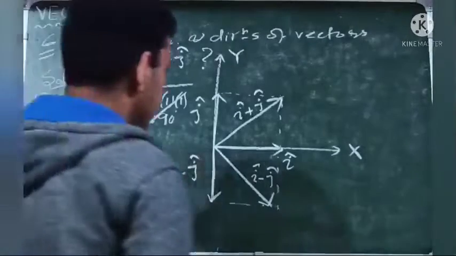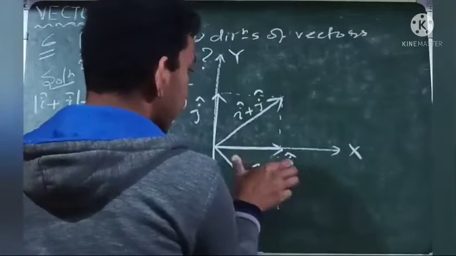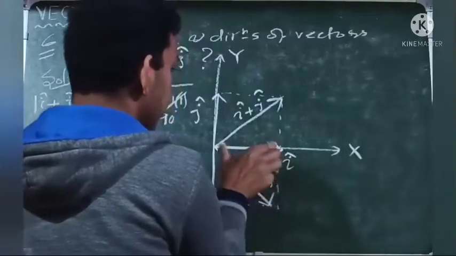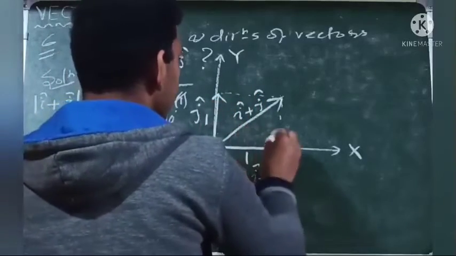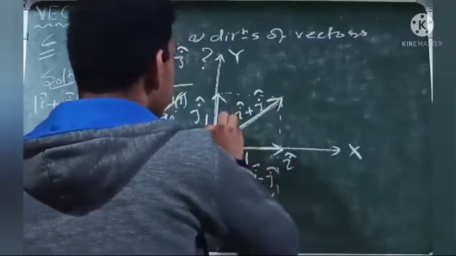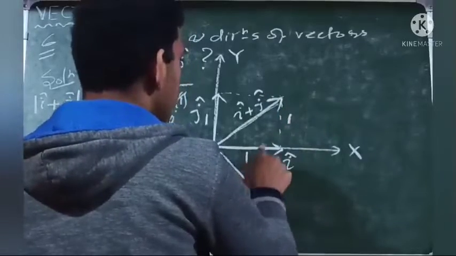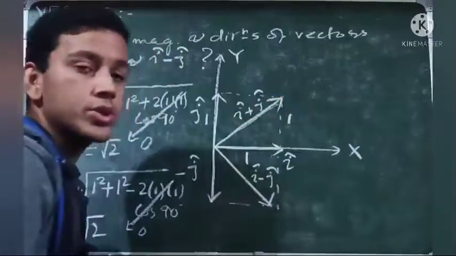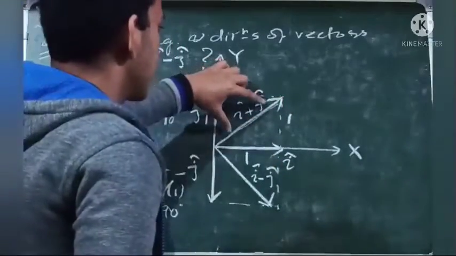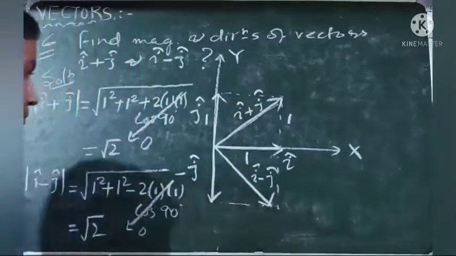From this diagram also we can see this, because since i cap is a unit vector, this length is going to be 1. Similarly, this length is going to be 1. By Pythagoras theorem, we can find this length. Since this length is 1, this length is also 1. So 1 square plus 1 square is going to be the magnitude of this whole square. Therefore, this is going to be square root of 2.